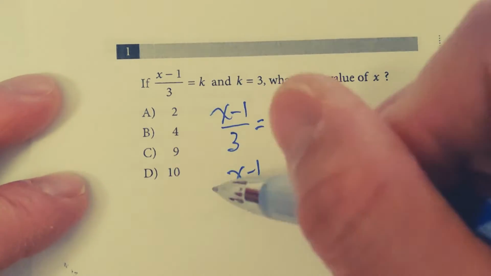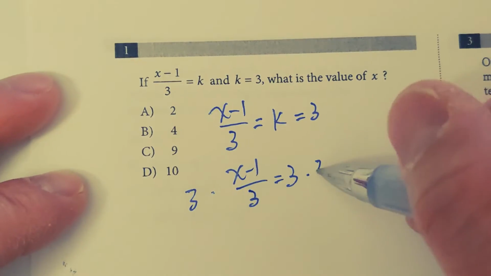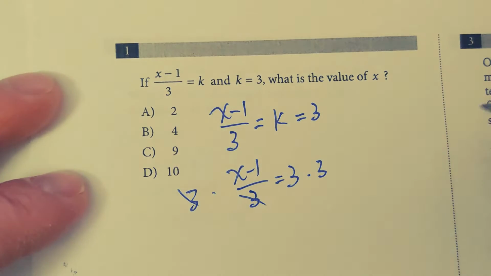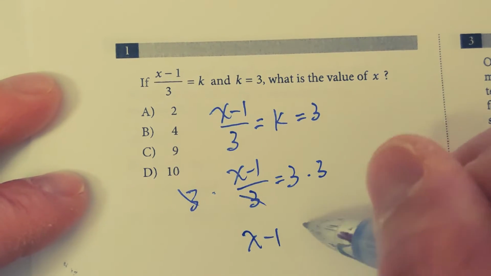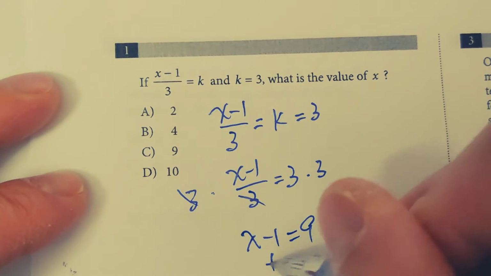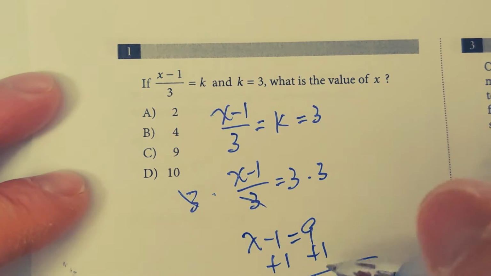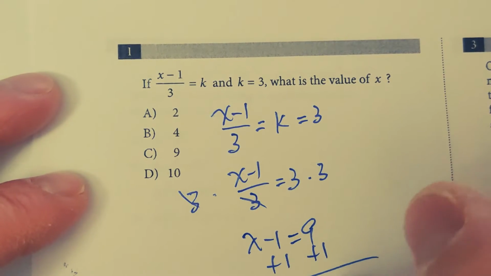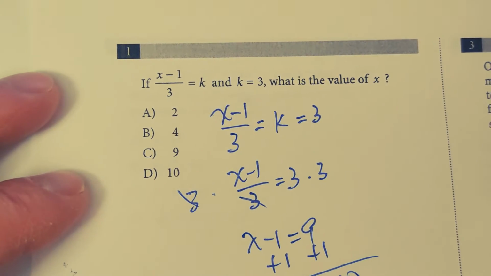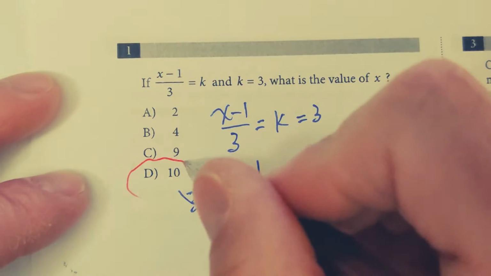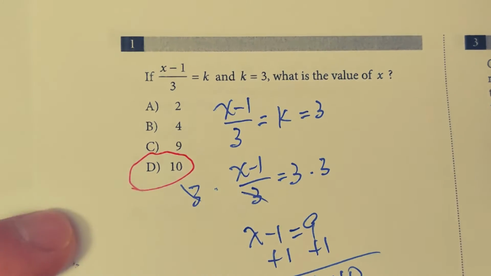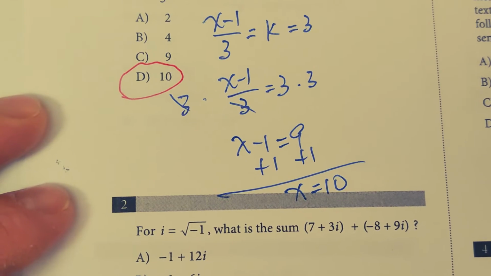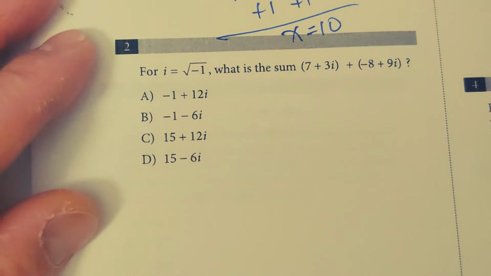Then to get rid of the denominator 3, you multiply both sides by 3, and you cancel out this. Finally you have x minus 1 equals 9, plus 1 on both sides. Then you're going to have x equals 10. So the answer is D. Alright, this is a very easy question.